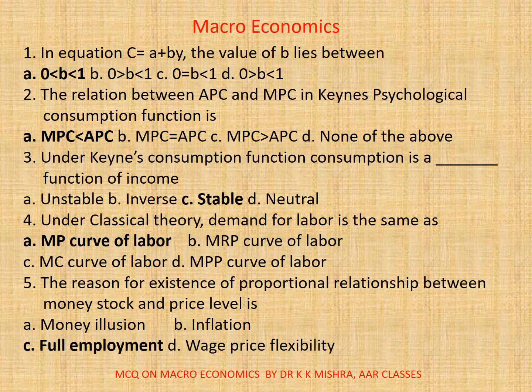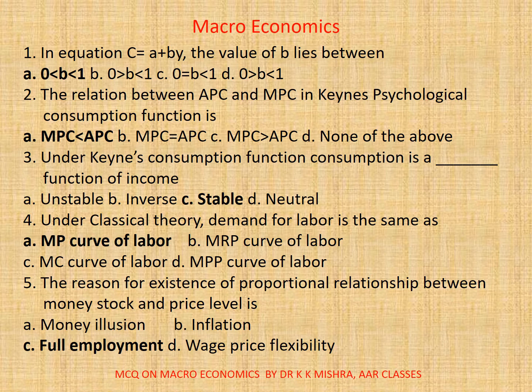2. The relation between APC and MPC in Keynes psychological consumption function is: A. MPC is less than APC, or B. MPC is equal to APC, or C. MPC greater than APC, or D. None. The correct option is A. MPC is less than APC.